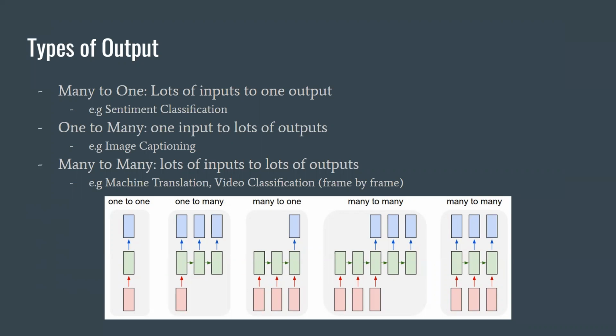Many-to-one, you have many inputs to one output. One-to-many, you can have one input into many outputs. And then many-to-many, you can have many inputs into many outputs, right? Some examples of where these could be used: A, sentiment classification; B, image captioning from one to many; or many to many has multiple applications. All of these have multiple applications. I encourage you guys to look this up on your own, so you get a better understanding and a visualization rather than just graphs.